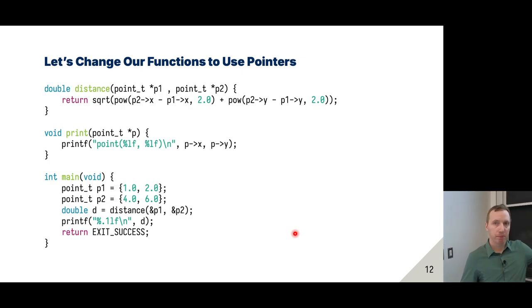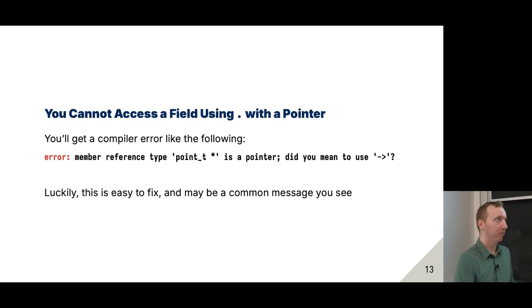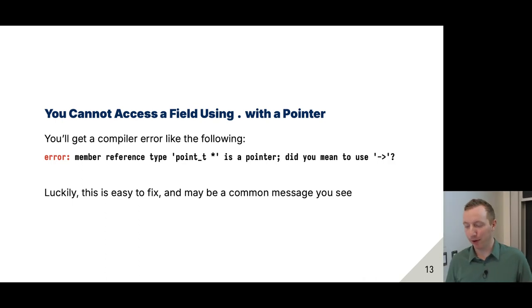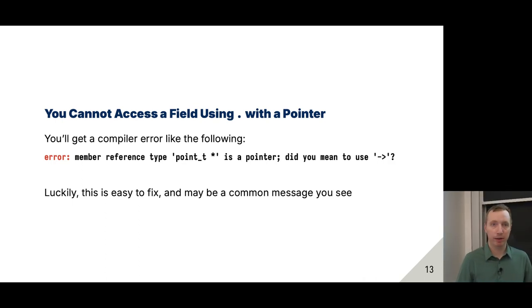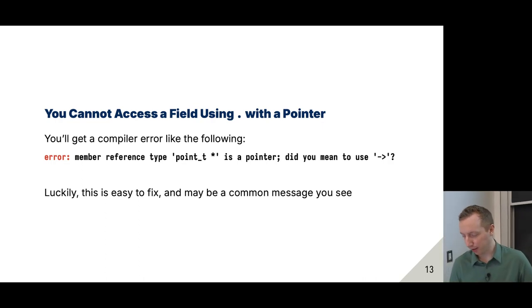So just so you have it in the slides, change the functions to use pointers, and we just use that arrow operator. And also, just so you have it, can't access fields with a single dot. If it's a pointer, you'll get this compiler error, which you will see probably a bunch of times. Luckily, it is an easy fix. It's just telling you to replace a dot by an arrow.